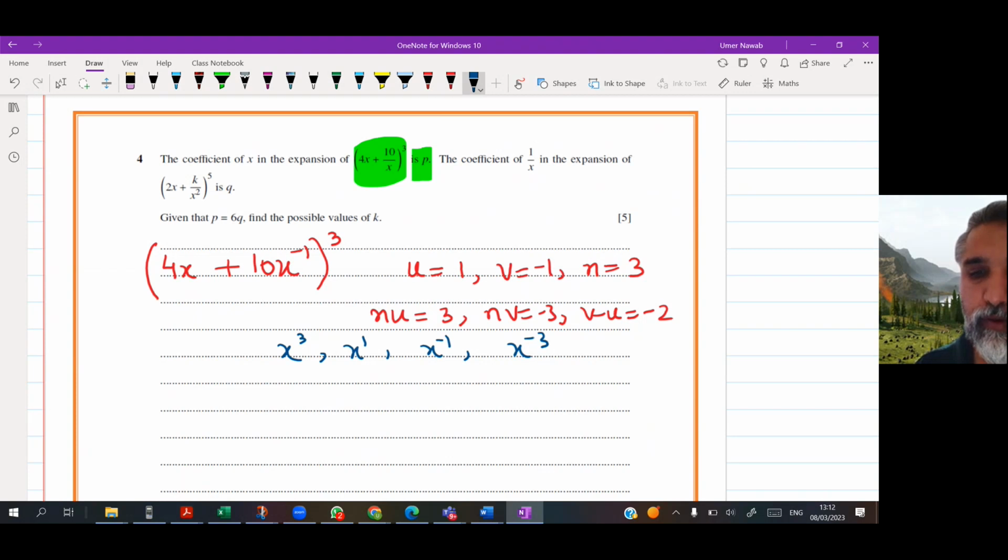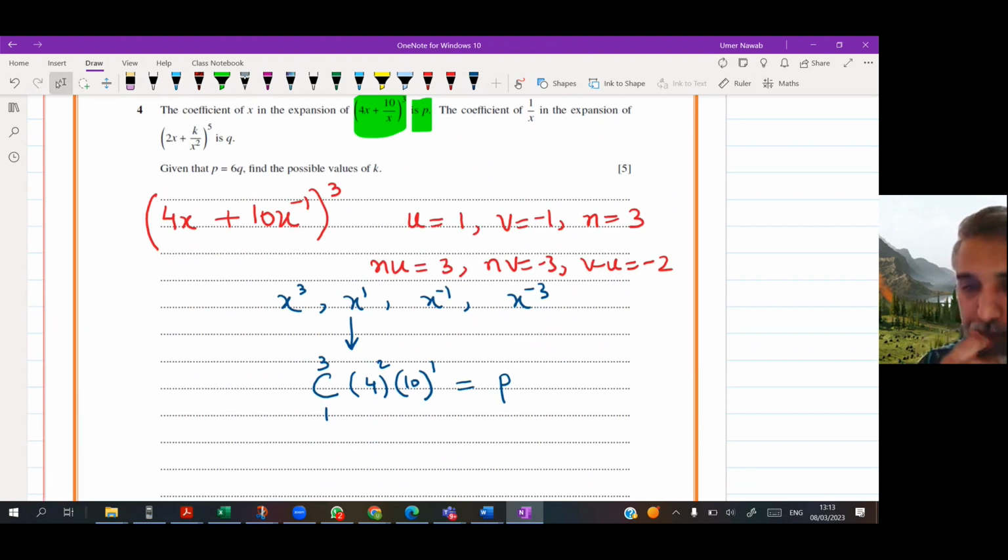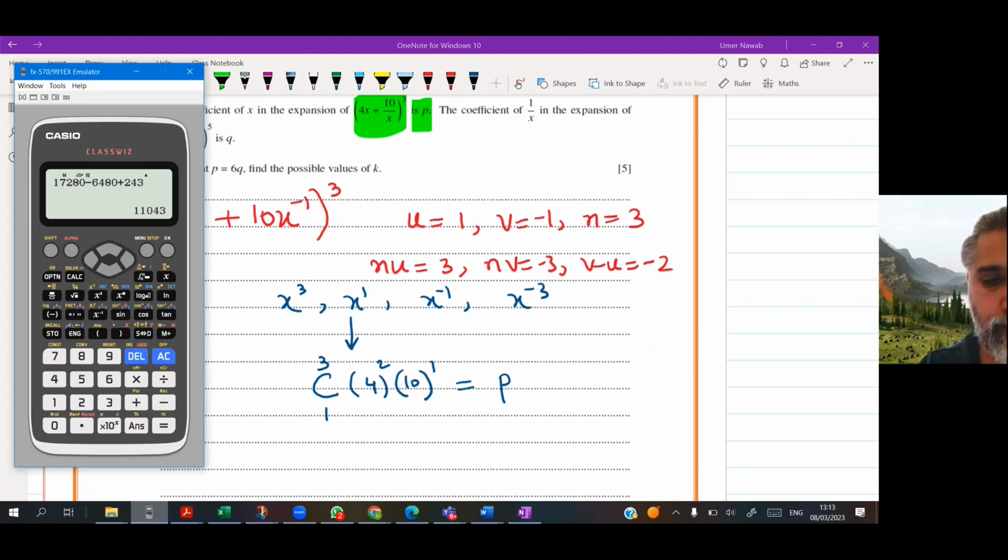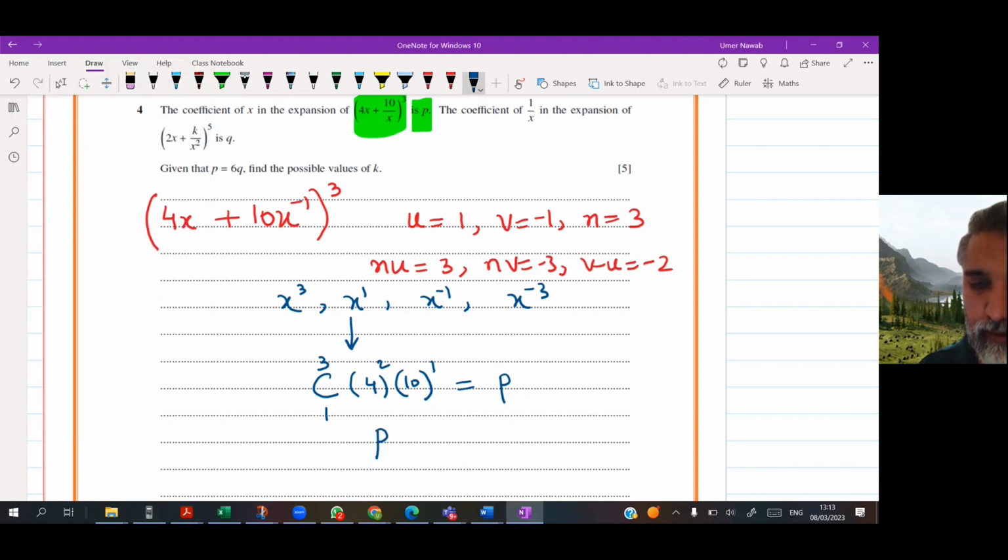We are looking for the coefficient of x. So 3c1, 4, 10. So this is 2, and this is 1. And he said it is equal to p. I'm trying to calculate p. 3c1 times 4 raised to 2 times 10 gives me 480.